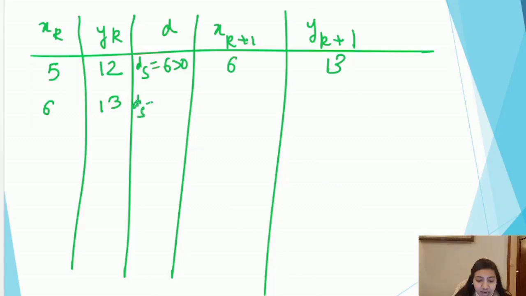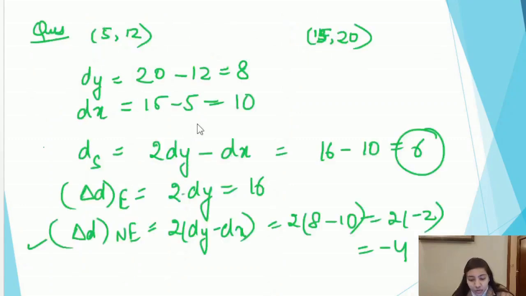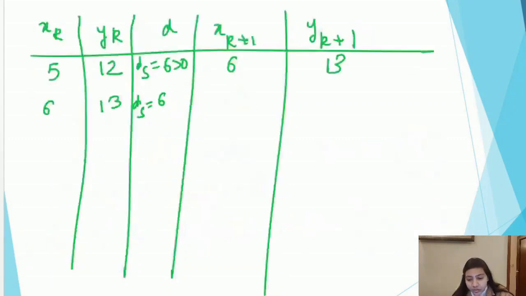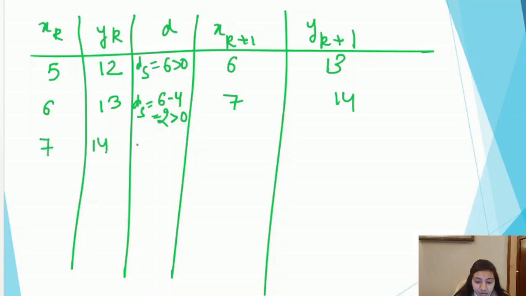Now we will calculate d by taking the previous value of d, and since we have chosen the northeast pixel, the change in d with respect to northeast is minus 4. So 6 minus 4 comes out to be 2. Again the value is greater than 0, so again we will be choosing the northeast. So x is also incremented and y is also incremented: 7, 14. Again, the original d is now 2. Change in d with respect to northeast is minus 4. This comes out to be minus 2, which is less than 0.